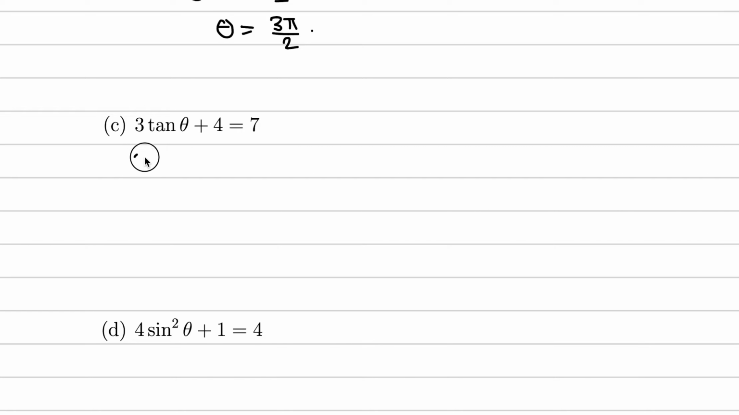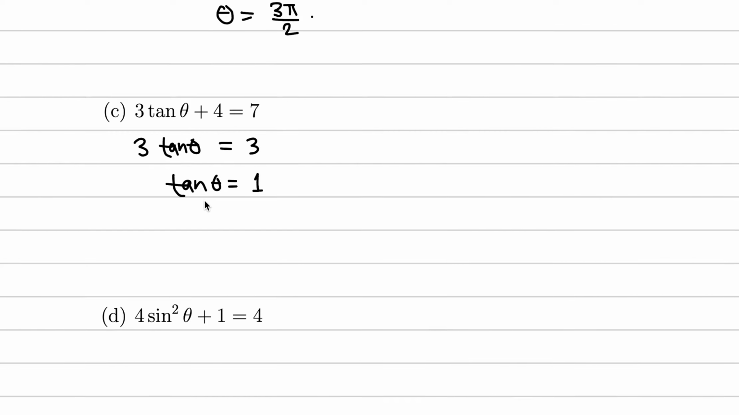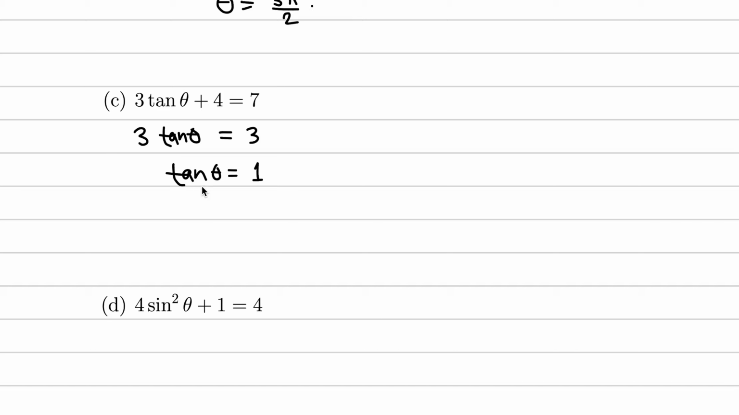Subtract 4 from both sides. Negative 4, so 3. Divide by 3. Tangent theta equals 3 over 3, which is 1. For tangent of theta being 1, where is that?